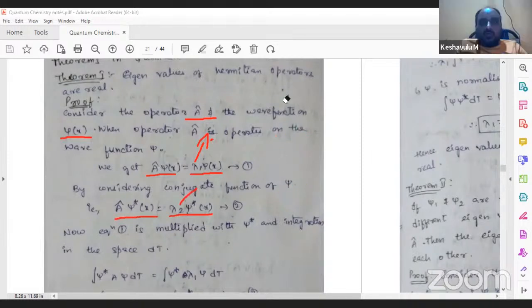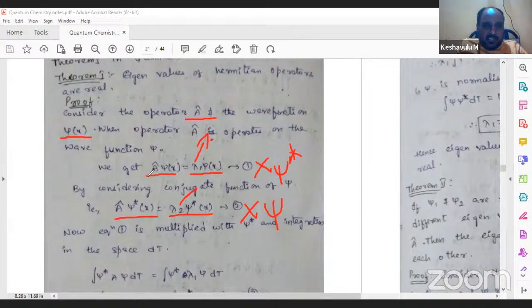Now what we are going to do, right? We know the Hermitian operator definition. That's why in equation 1, where the psi function is there, we are going to multiply it with psi star. In the second equation, psi star is there, and we are going to multiply it with psi. After multiplying, both sides are integrated within the limits.